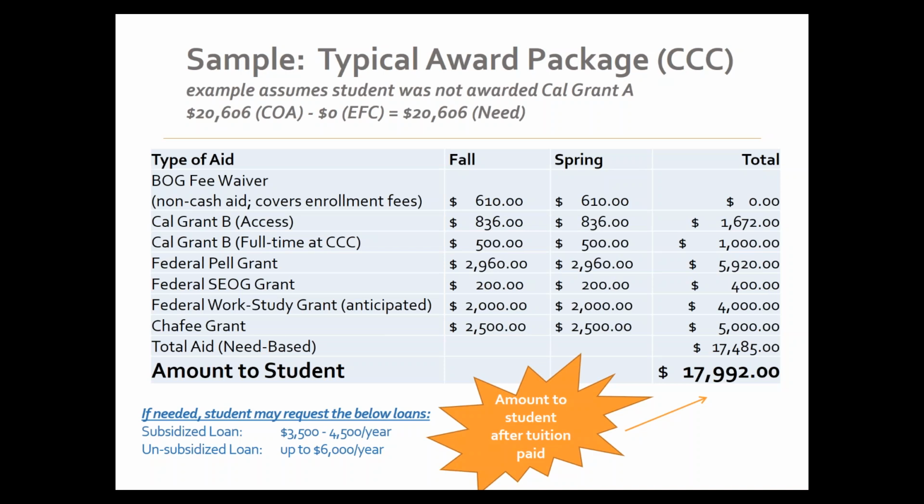The FAFSA here in community college, we give them $200 per semester, and students can get up to $2,000 per semester in federal work study to work on campus. The other grant that they can get, excuse me, is the Chafee grant, which is a total of $5,000. So the total need that the student can receive is $17,992 per academic year.